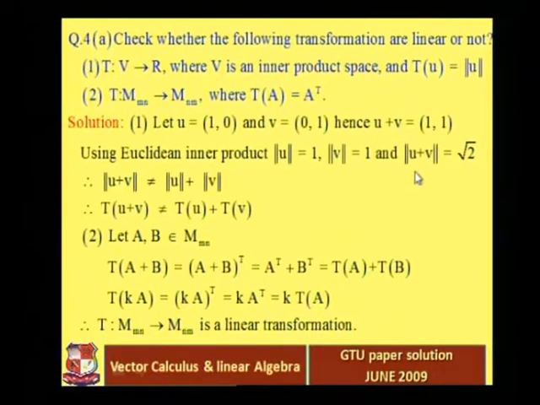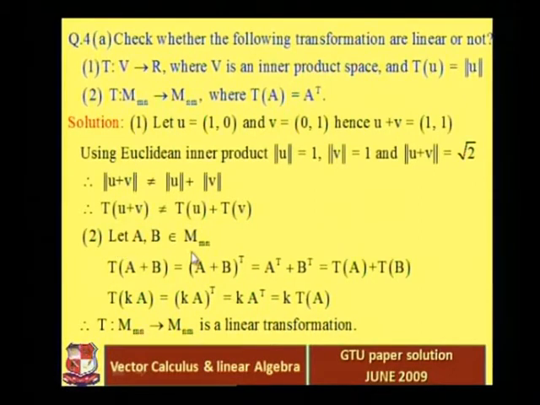Now what is norm of U plus V? Under root 1 square plus 1 square, that is under root 2. So norm of U plus V is not equal to norm U plus norm V. Clearly, because norm of U plus V is equal to root 2, and norm U plus norm V is 2. Root 2 is not equal to 2, that is clear. So T of U plus V is not equal to T of U plus T of V. So the first condition for a linear transformation fails here. That's why we can say that the given transformation is not a linear transformation, right?